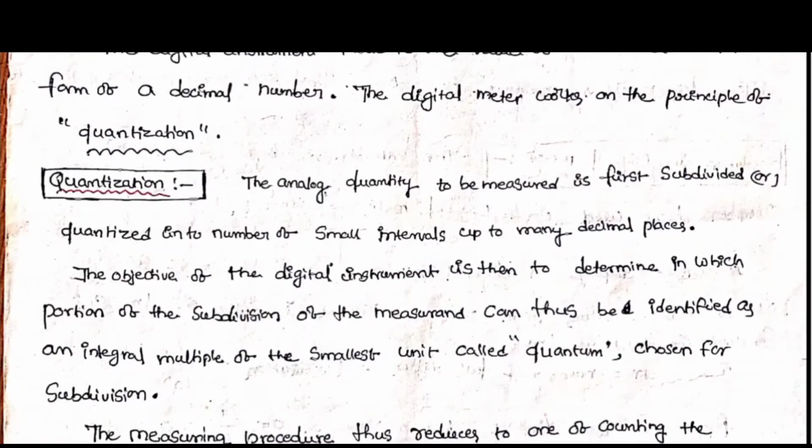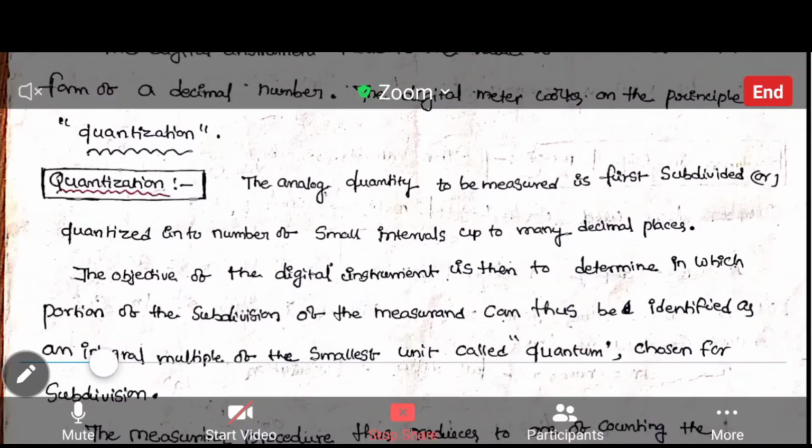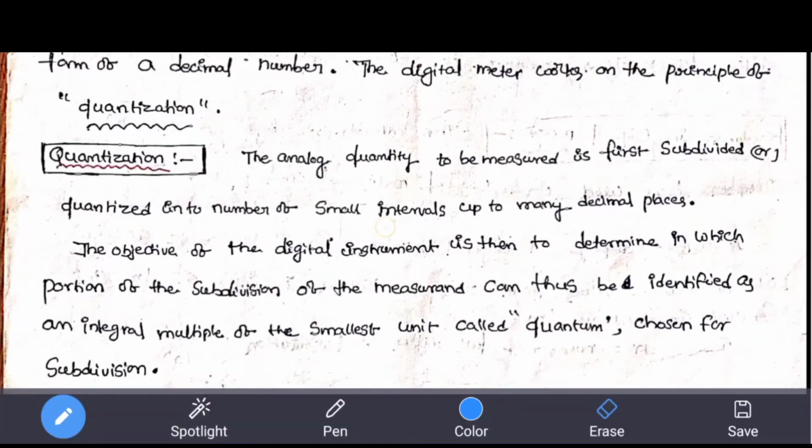The principle of a digital meter is quantization. What is meant by quantization is that the analog quantity measured is first subdivided into a number of quanta. Each subdivision is known as a quantum. The analog quantity to be measured is first quantized into a number of small intervals.